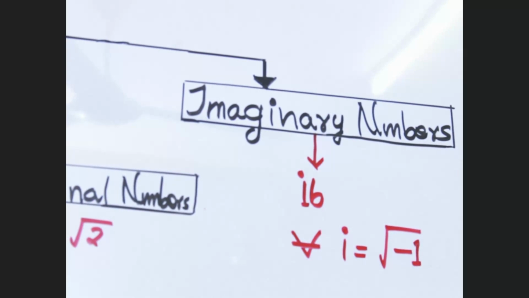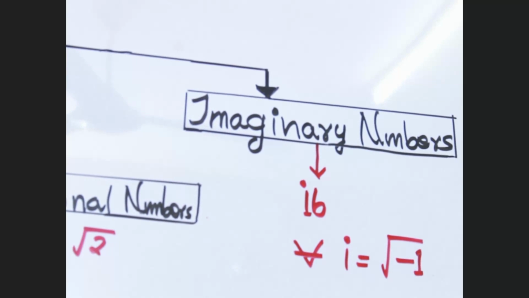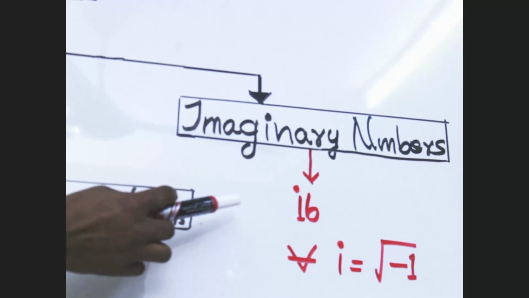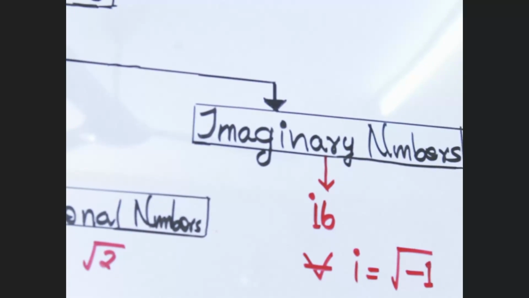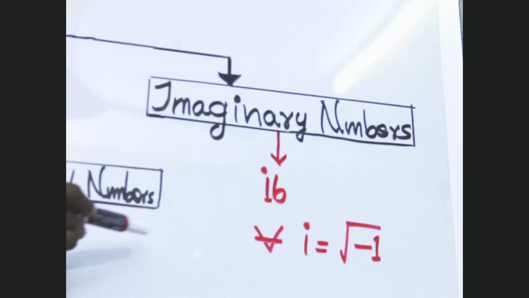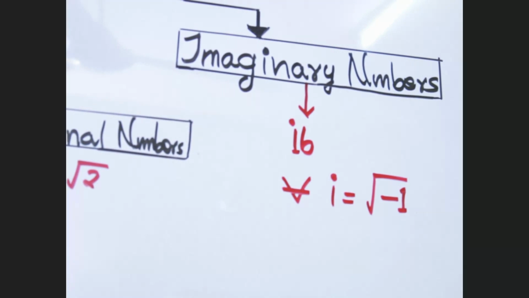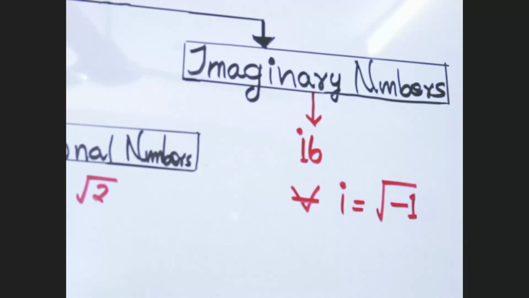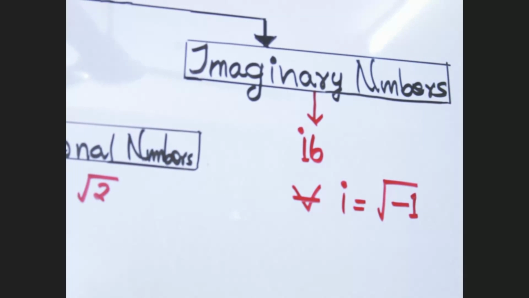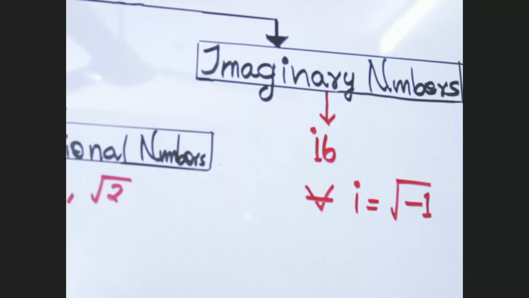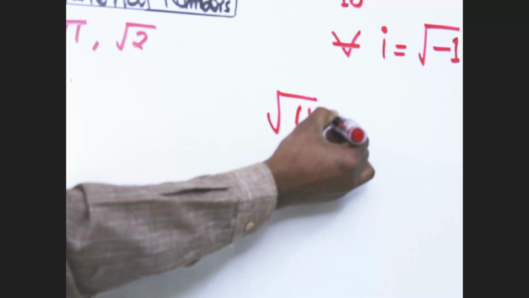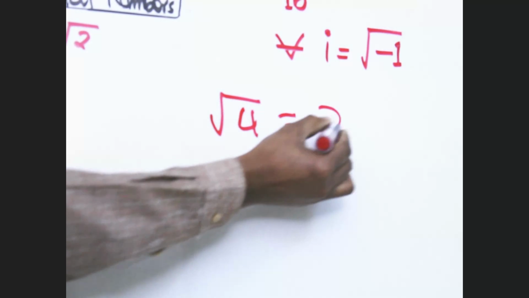It is indicated by the first letter I, for imaginary, where i is equal to the root of -1. We know that we cannot take the square root of a number with a minus sign. For example, if you have root 4, we know that the answer is 2.